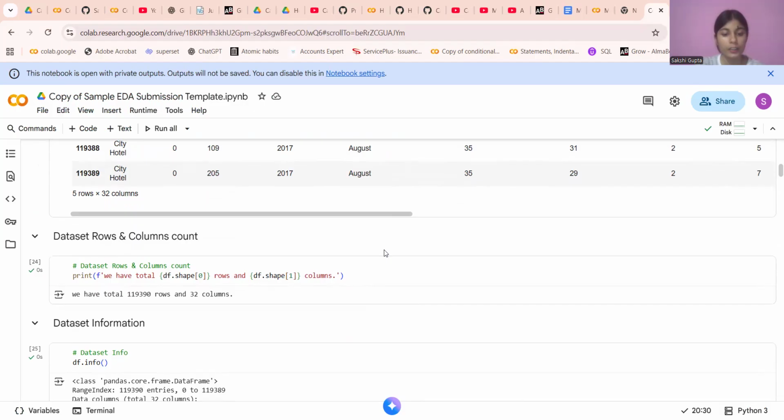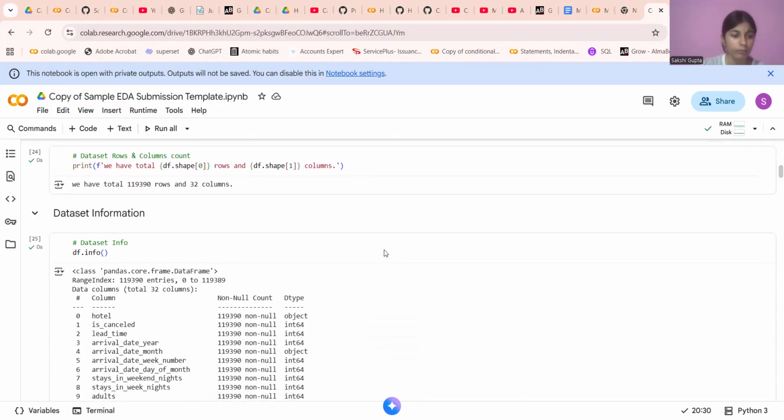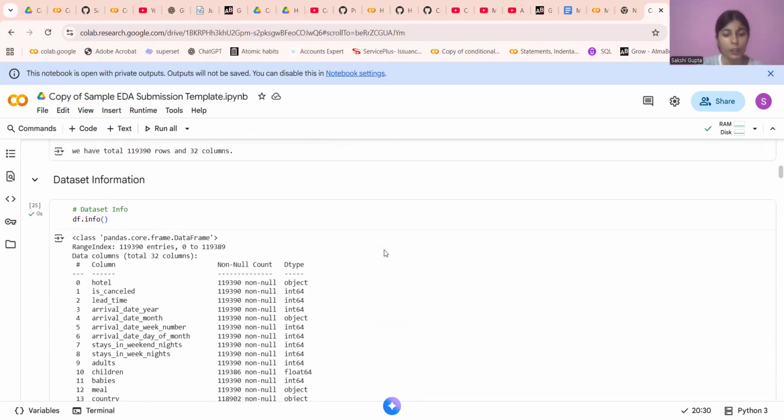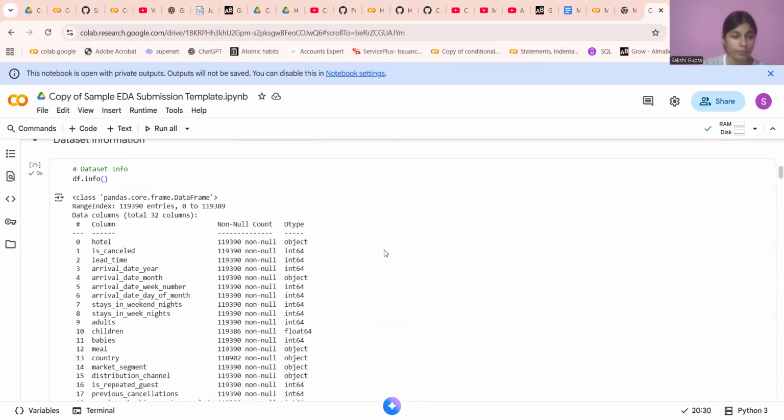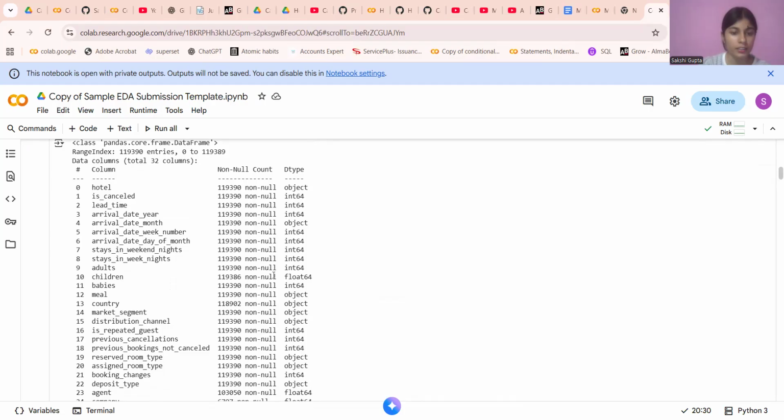Now we will check the number of rows and columns using the shape function. Now we will look at dataset information using the info function. We can find out the total number of columns and rows, and all the names of the columns are given here, and whether it counts null values or not. You can see that no null values are present, and what is the data type of each column, like object, int, float. These are present here.